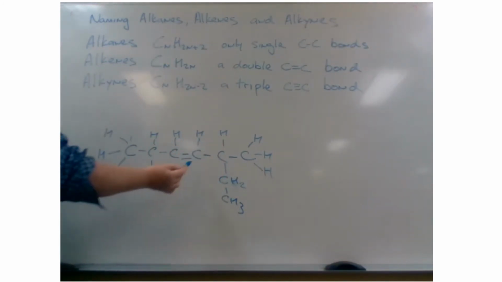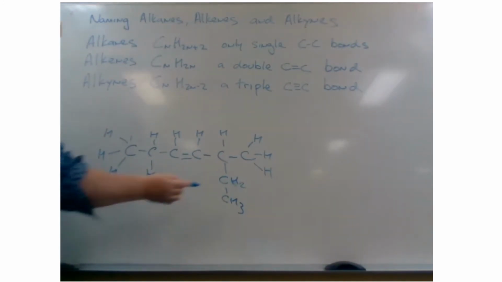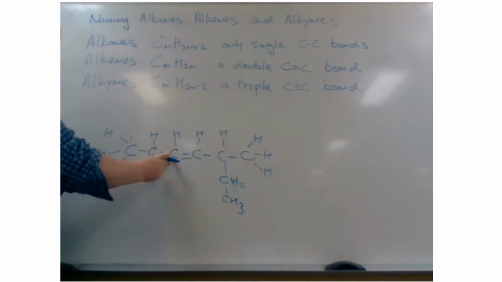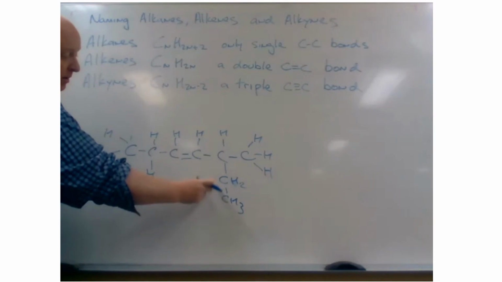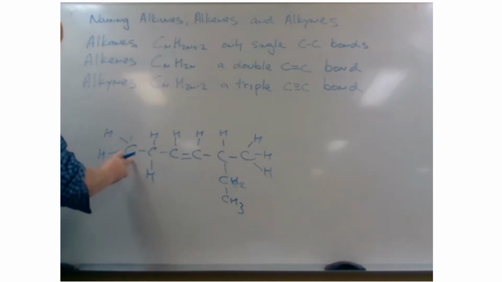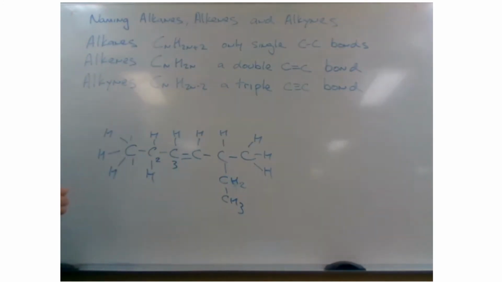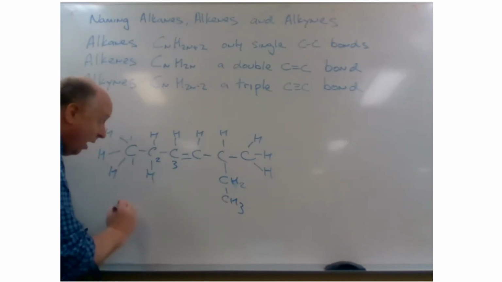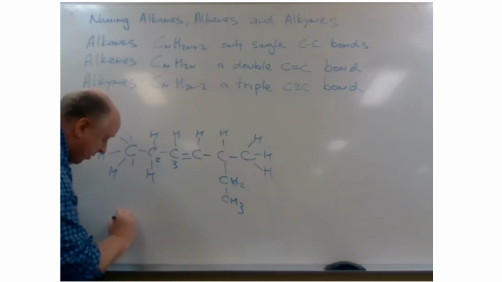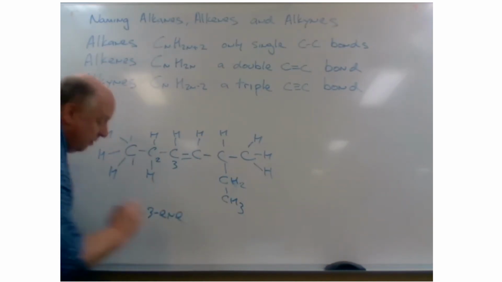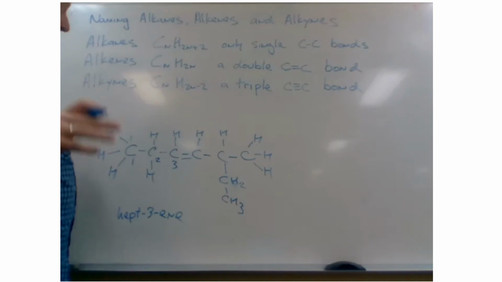And so when we're trying to number where the double bond is, we now have to count along our 7-membered chain. So let's try from this end. 1, 2, 3. 1, 2, 3, 4. So we're going to number from this carbon. 1, 2, 3. And so we know this is going to be a heptene, and it's going to be a 3-heptene. So hept-3-ene, but we now have a branch.